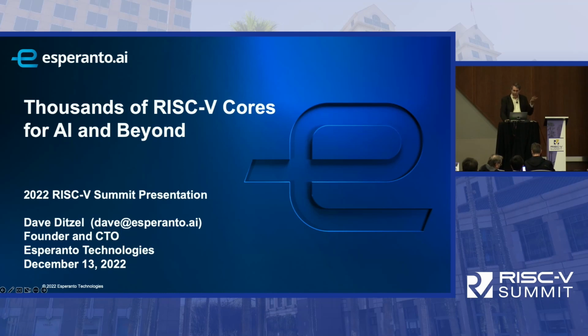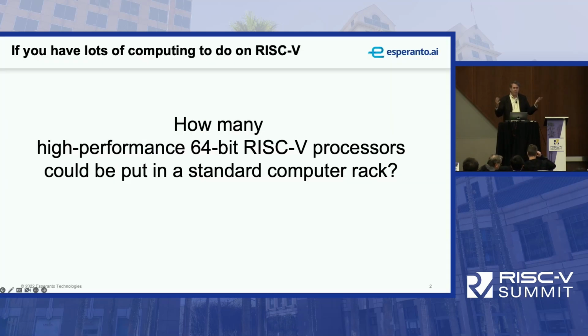So what I'm going to do today is address a simple question here. If you've got a lot of computing to do and you want to do it in RISC-V, how many high-performance RISC-V processors could you actually put in some reasonable unit? Let's just say a standard computer rack. It's a nice unit of volume if you're thinking about building up a data center and want to think about how much processing you could get.